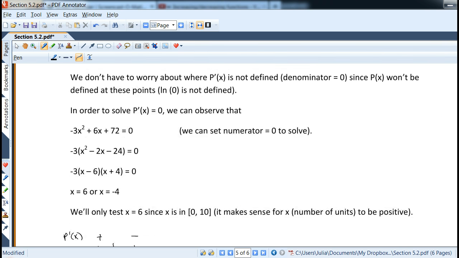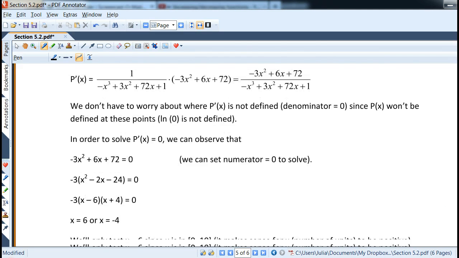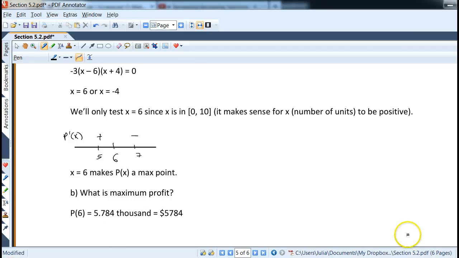But I believe we had thousands in the original. Let's see. The total profit in thousands of dollars. So as usual, when the units do not match, we have 5.784 thousand multiplied by 1,000, so I'm getting 5784. So that's the actual profit, and that's it for this function, for this video.